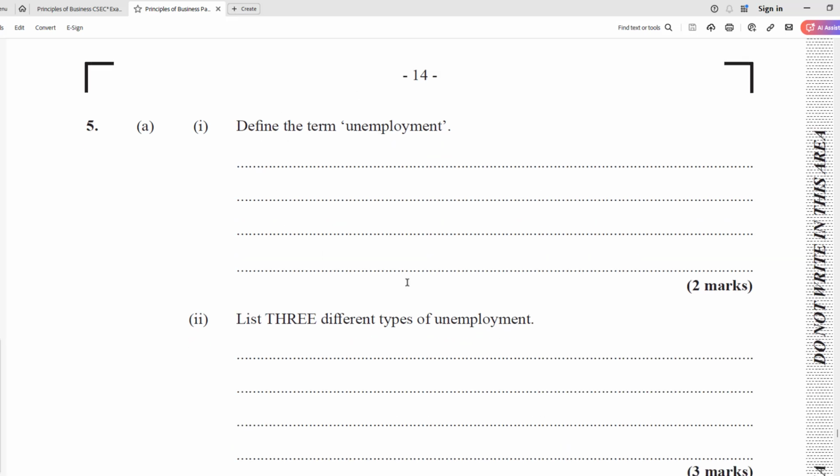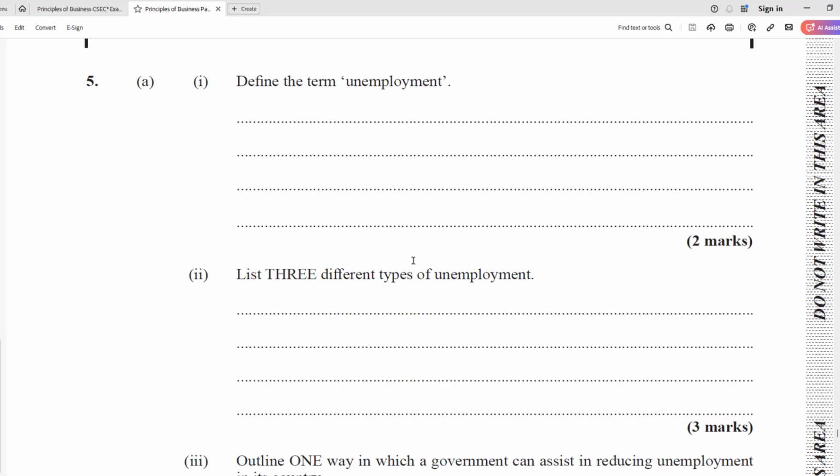Define the term unemployment, and so you get 2 marks for that. Now, unemployment can be defined as any member of the workforce, the labor force, that is actively trying to get a job but is unable to find one. That's what we call unemployed. We know the labor force is normally persons of legal age to work, whatever it is in your country. If you're actively trying to find a job and you're unable to find one, then that is called unemployment. So just like that, you would have gotten your 2 marks.